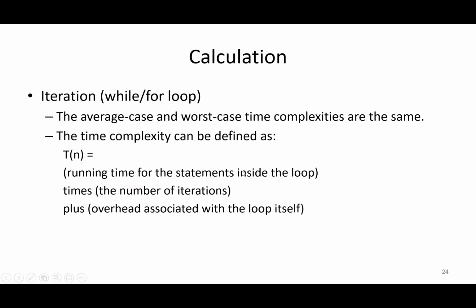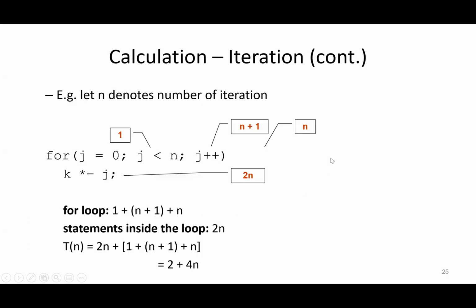Okay. Now, what if in your code you have a loop, either a while loop or a for loop? Average and worst case time complexity are the same. So let's look at how we calculate the time steps for this loop. Let's look at a very simple for loop. In this for loop, we have j equal to 0, then j less than n, j plus plus, and inside the for loop, we just execute this statement, k equals k multiplied by j.